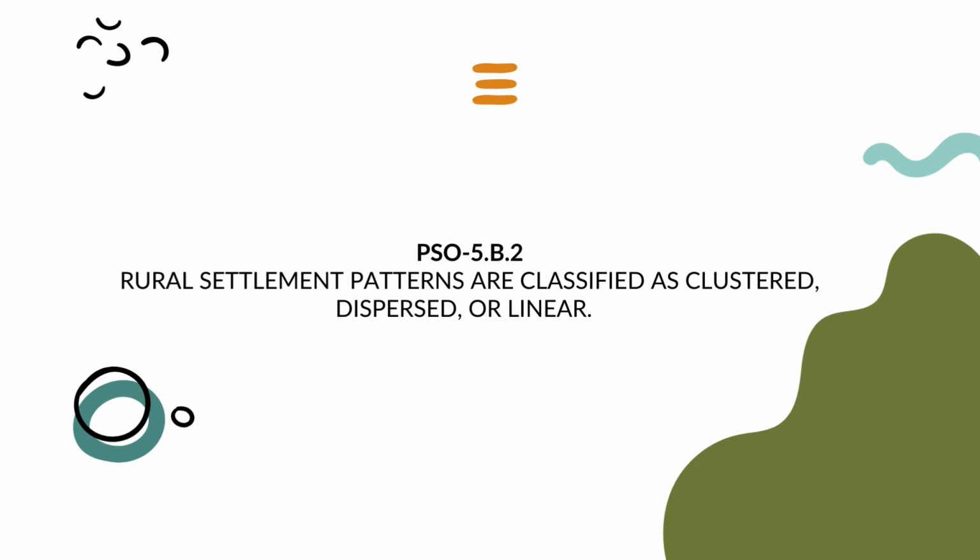All right. So on the next few slides, we're going to talk about how people physically settle on the land. So there are three major rural settlement patterns, and we have clustered, dispersed, and linear. So these patterns help us to understand how rural communities function, share resources, and evolve.